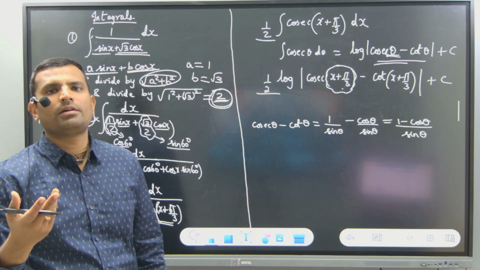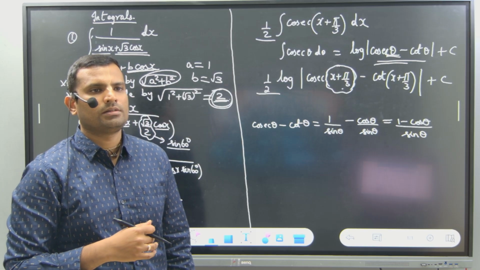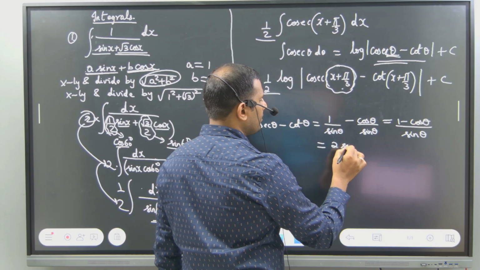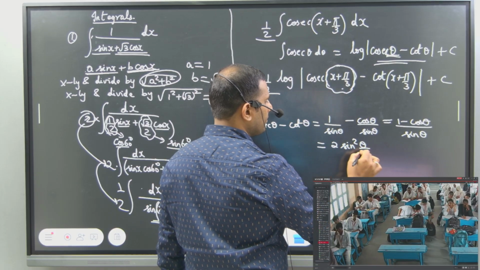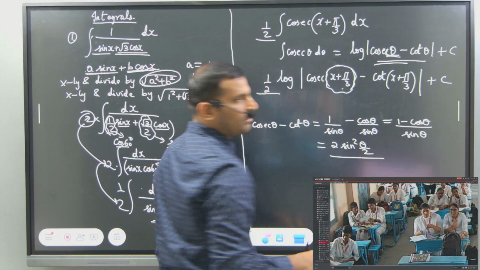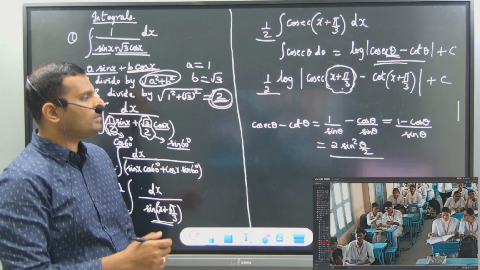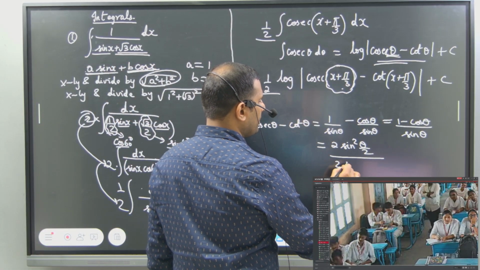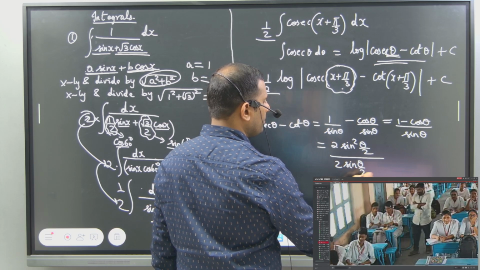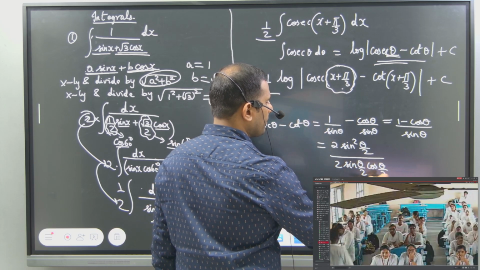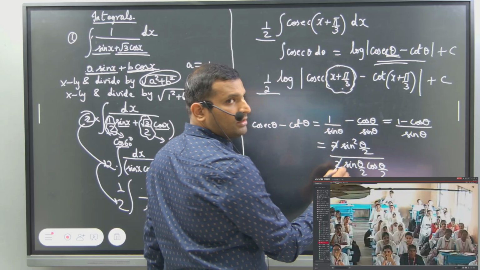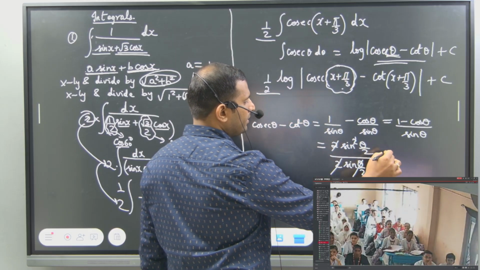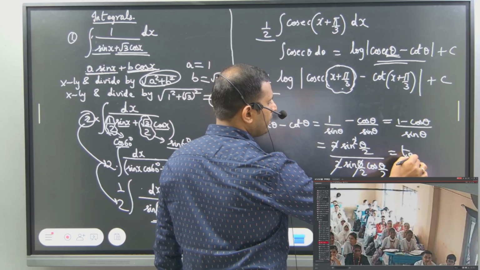And what is the formula for 1 minus cos theta? Very good. Srujan, very good. 2 sin square theta by 2. And sin theta, what is the formula? 2 sin theta by 2 into cos theta by 2. So 2 2 cancel, and one sin theta by 2 cancels. So what is sin by cos? What do you get? Tan.